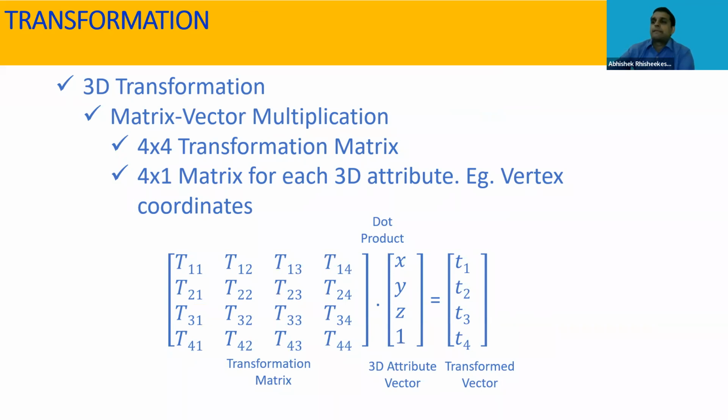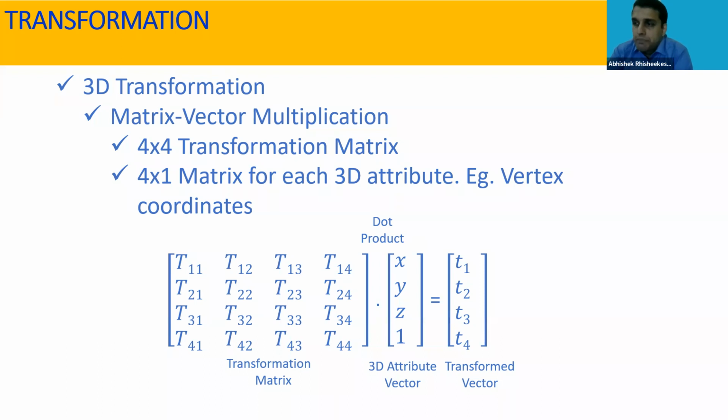Now, let's see what a 3D transformation looks like. A 3D transformation is essentially a matrix to vector multiplication. The transformation matrix is a 4x4 matrix, as you can see on the left side here. The vector contains a 3D attribute of a vertex of an object, for example, XYZ geometric coordinates. And the vector is 4-dimensional and can be considered as a 4x1 matrix for all practical purposes.